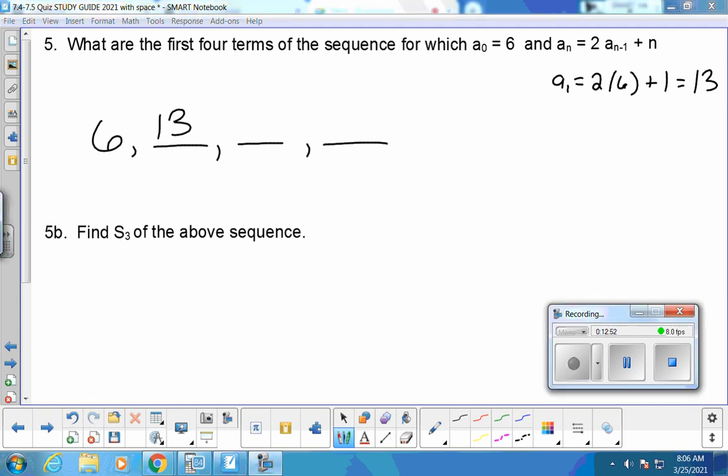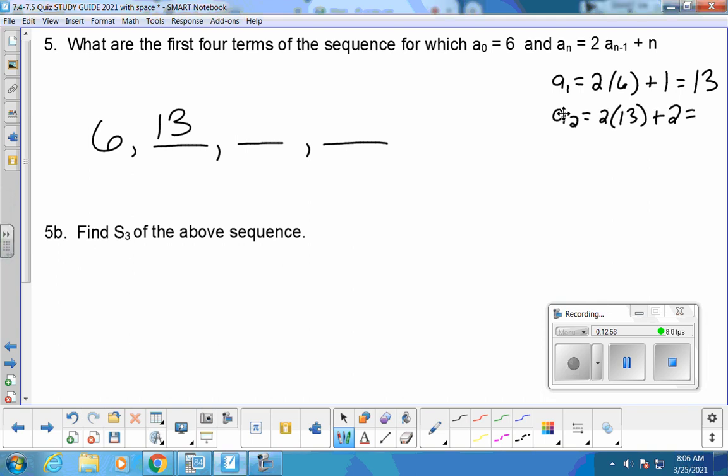Alright, so to do my next term then, I would take 2 times the previous term, but this time I'm going to add on 2, because I'm on the second term. So what is that, 28? Everybody get 28? Perfect. And then to get the third term, we're going to take 2 times the previous, but then add on 3 this time. So 28 times 2 is 56 plus 3 is going to be 59. Yeah, I agree. We'll go with that for our first 4.